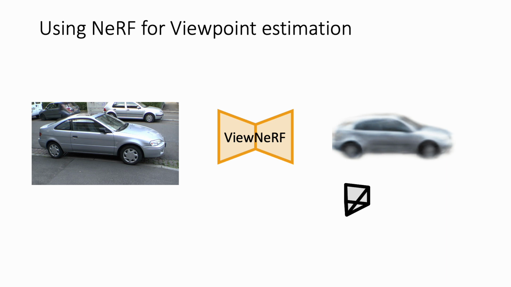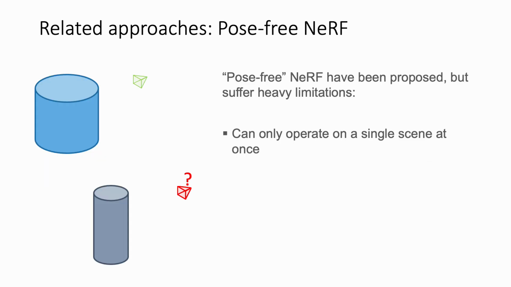ViewNeRF is based on neural radiance fields, a recent family of 3D reconstruction models able to produce realistic reconstructions, which it uses for strong and efficient real data predictions. The original NeRF model requires ground truth camera poses during training. Since then, a variety of pose-free NeRF-inspired models have been proposed. However, these suffer from heavy limitations.